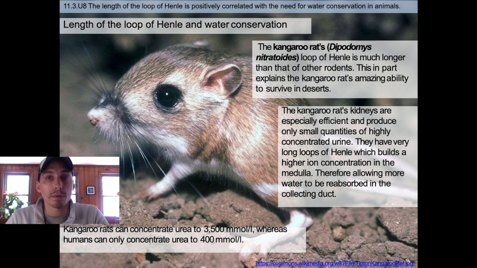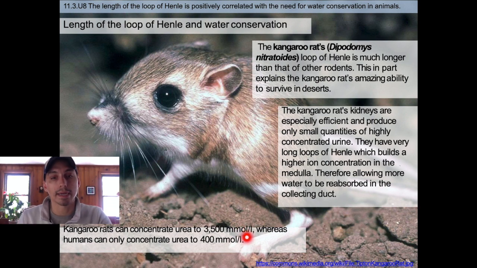This is a really important point. Water conservation in animals, because all animals, of course, need water. So what happens is we see a correlation between the length of the loop of Henle and water conservation. So for instance, there's this kangaroo rat. Its loop of Henle is very long. Because it lives in deserts, it needs to conserve as much water as possible. So a longer loop of Henle allows it to do so.